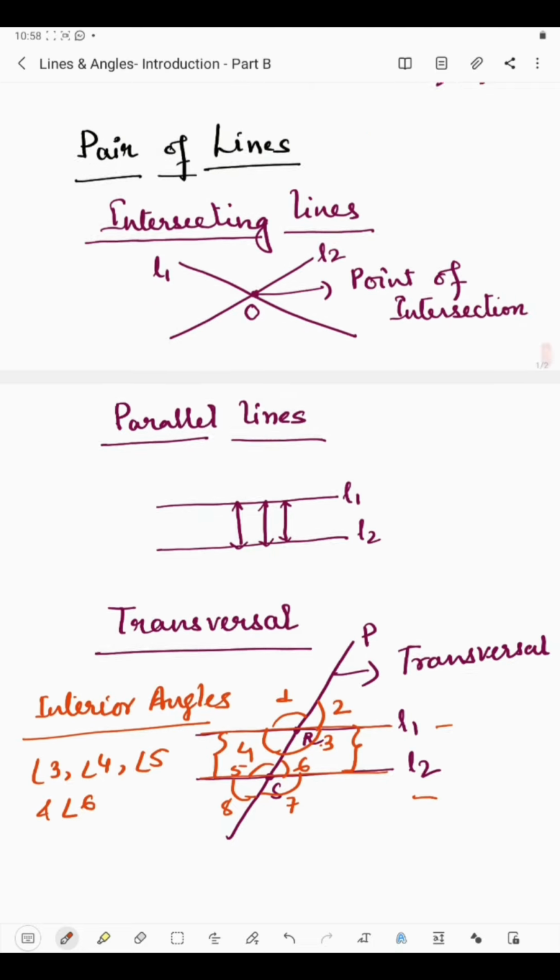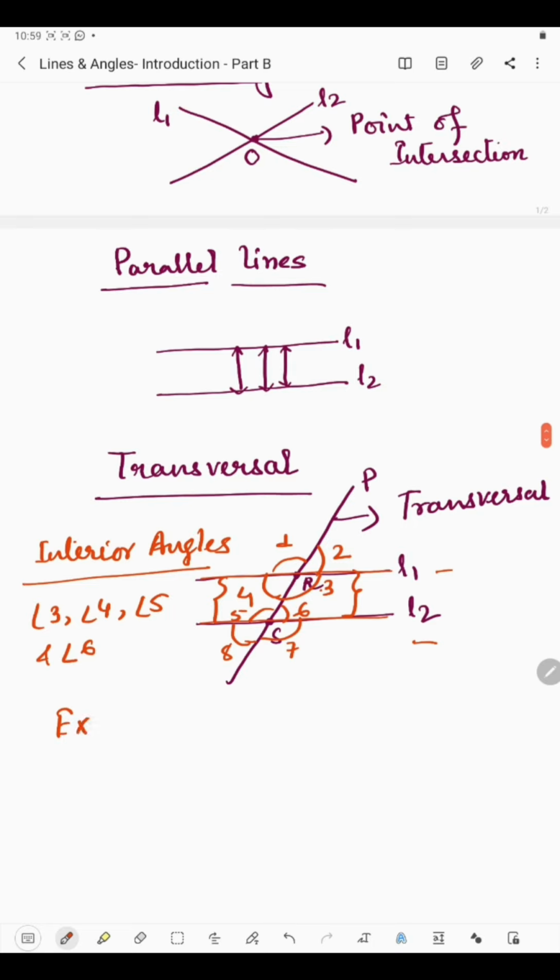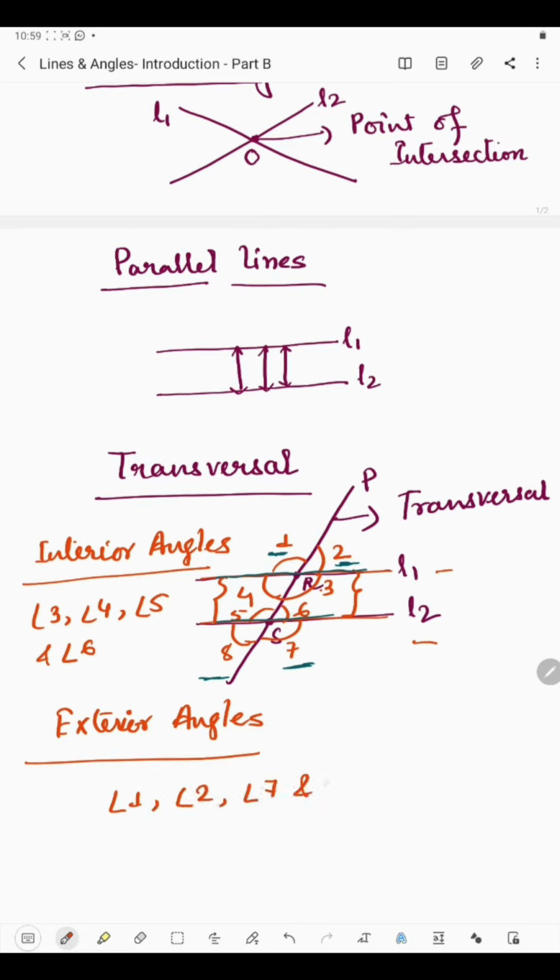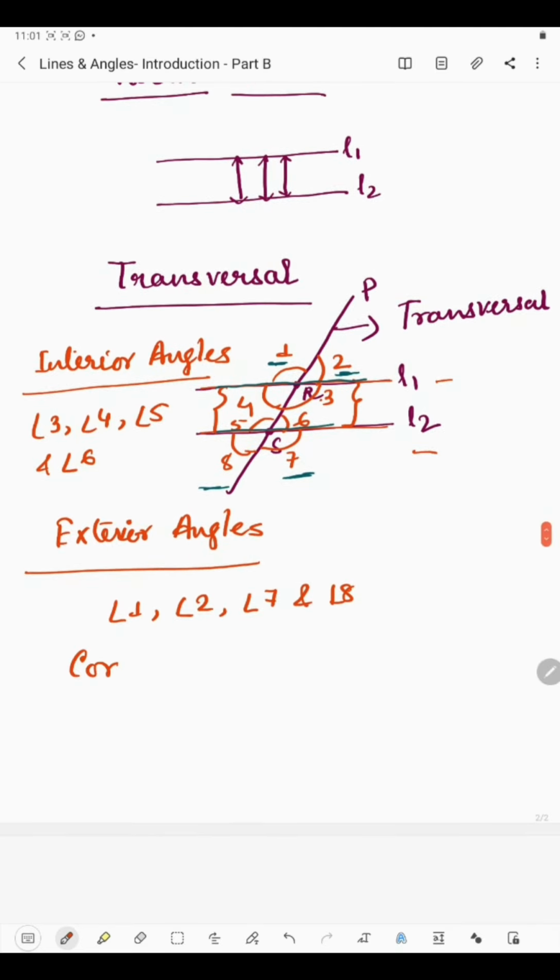Okay. Now next we have exterior angles. Exterior means which is outside. Now which angles are outside? Let's check. See, this is the line and these angles are outside of this. So we will write angle 1, angle 2, angle 7 and angle 8.